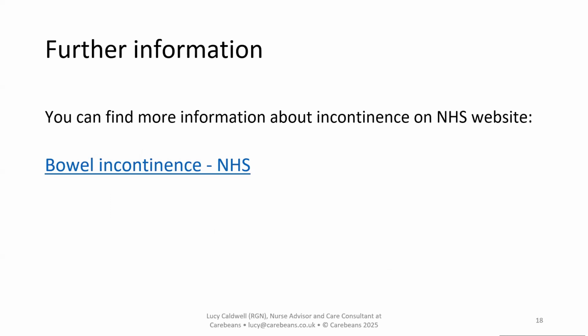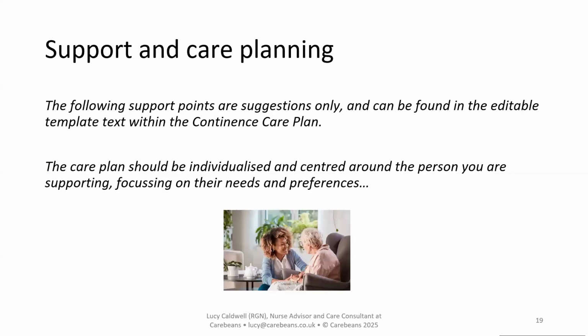So what we'll do now, we're going to look at support and care planning for someone with bowel incontinence that's using your service. The support points that I'm about to discuss are suggestions only. We do have these suggestions in the template text within the continence care plan on the system, which I'll show you how to access. These suggestions are in that preset text that you can pull through to your continence care plan. They're common sense areas of support that you may want to think about when you're supporting someone with bowel incontinence.